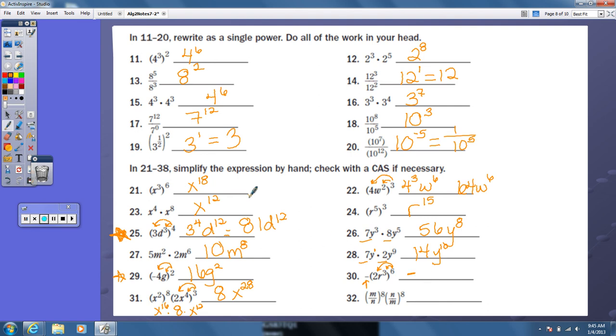2 times 2 is 4, times 2 is 8, times 2 is 16, times 2 is 32. That's 5. 32 times 2 is 64.